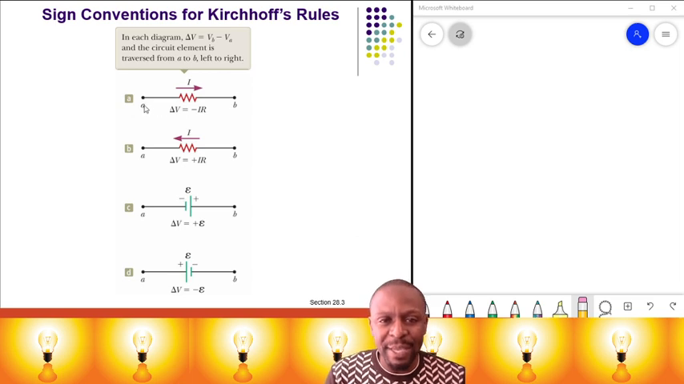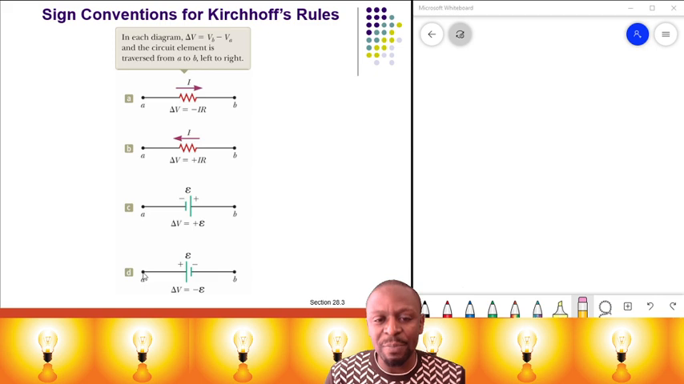When moving from point A to B in the same direction as the current, the change in V is minus IR. But when you are moving from A to B in the opposite direction to the current, the change in V is positive IR. When you are moving from A to B and you meet an EMF along the way, moving from the lower terminal to the higher terminal, the change in V is positive EMF.